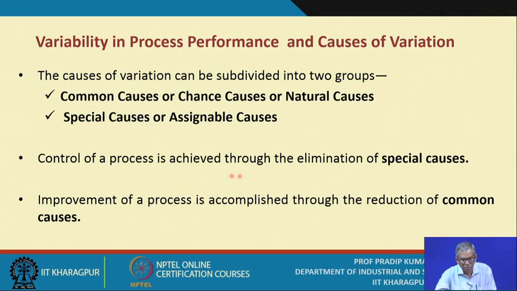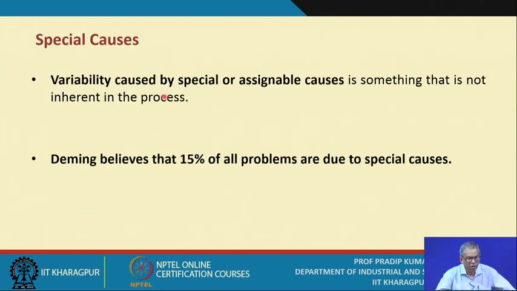So control of a process is achieved through the elimination of special causes, and improvement of a process is accomplished through the reduction of the common causes. That means common causes actually are a part of the system. So the variability caused by special or assignable causes is something that is not inherent in the process. That means for the time being it has happened, but if you take some remedial action, obviously this cause will be eliminated, and the process has become free of this particular cause. Deming believes that 15% of all problems are due to special causes.